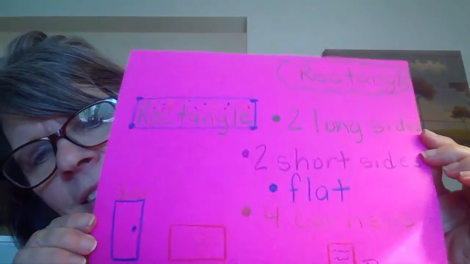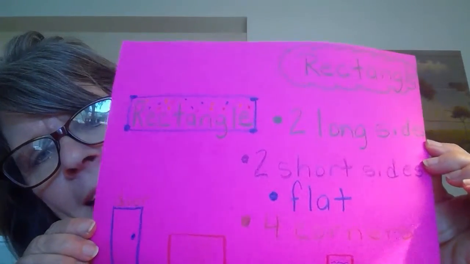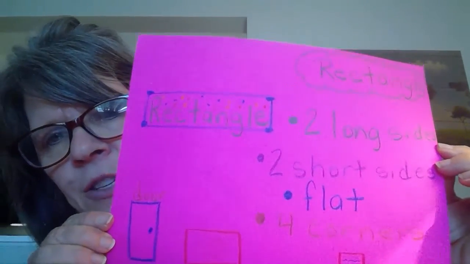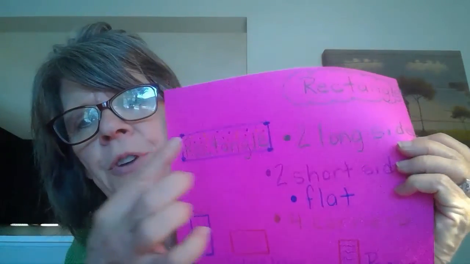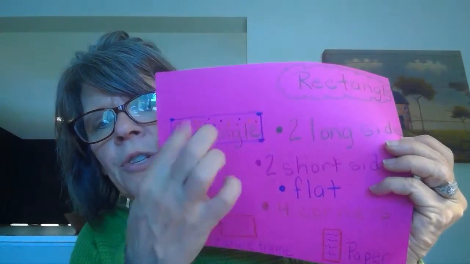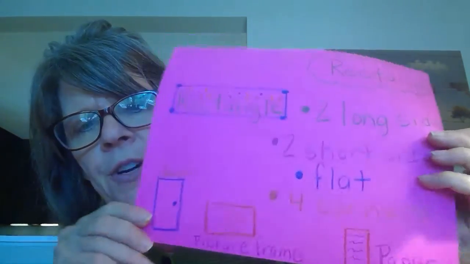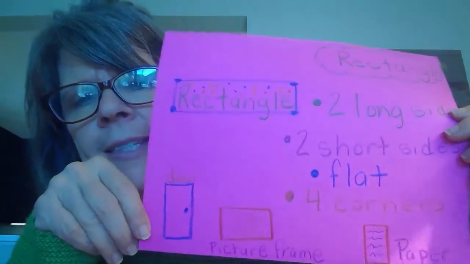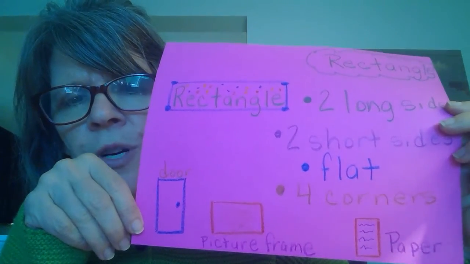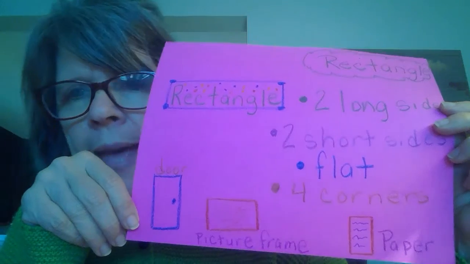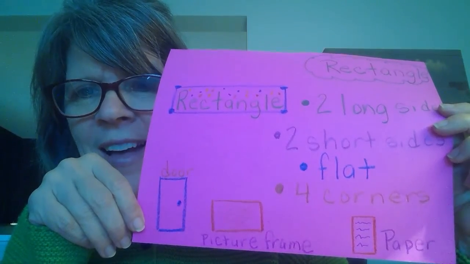Now, we're first going to start with the rectangle. Okay? So the rectangle has two long sides and two short sides. It's flat and it has four corners. So there's the two long, two short, it's flat, and it has four corners. Some of the things that we have in our homes that are rectangles are doors, picture frames, and paper. Cool, huh? Rectangles all around us.